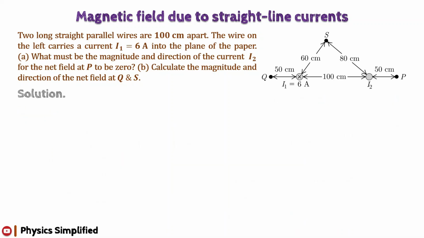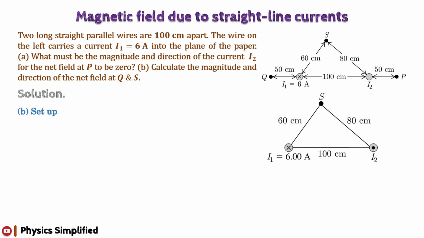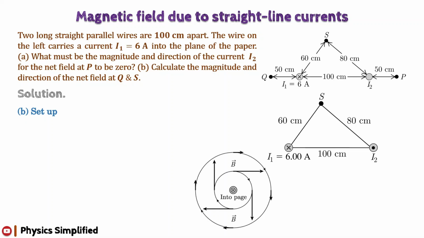In the final part of the problem, let us now calculate the net magnetic field at point S due to the currents I1 and I2. Again, using the right-hand rule, we get the magnetic fields at point S due to the currents I1 and I2, as shown in the figure.